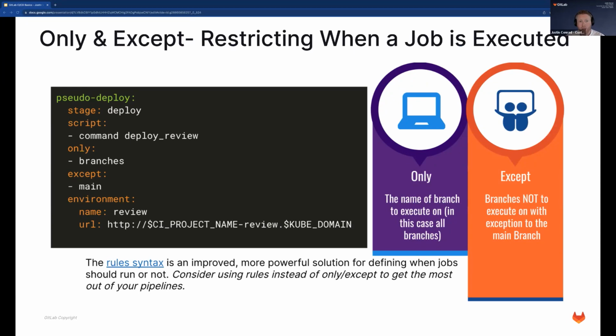Here we're saying deploy to all branches except main by using the only and except keywords. We've since released an improved rule syntax that is more powerful than the only except keywords. Many advanced uses are possible. Rules provide a powerful way to define conditions for when a job should run in a pipeline. The rule syntax is quite flexible and allows you to specify a set of conditions that determine job execution. These conditions can be based on various factors, including branches, tags, changes to specific files, pipeline variables, and more.